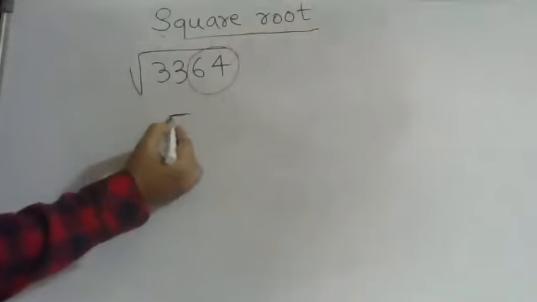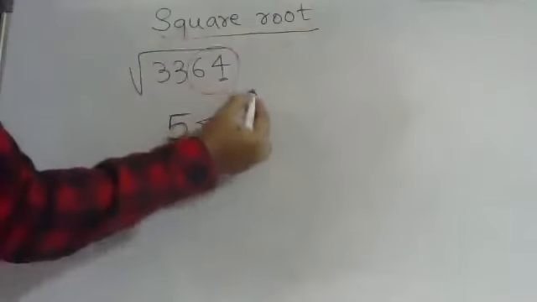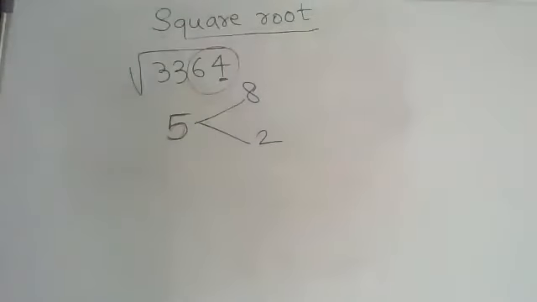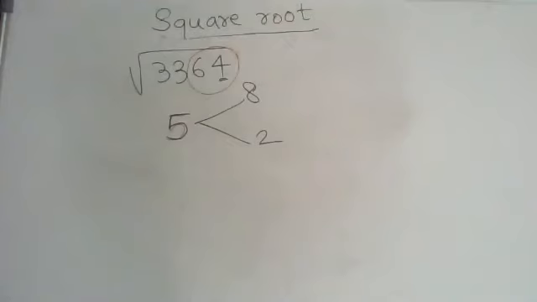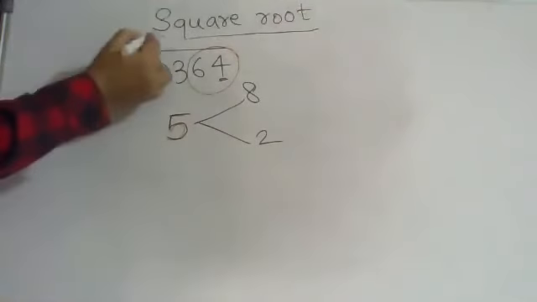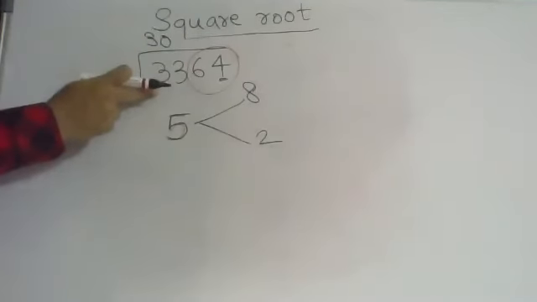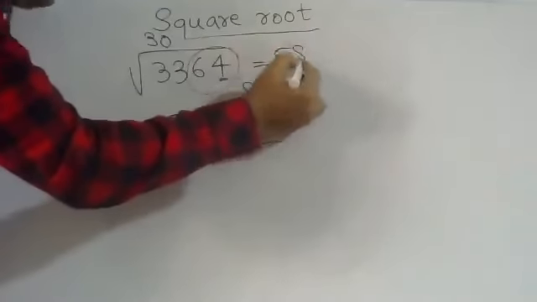Now, think about this 4. 8 8s are 64 or 2 square 4. Answer can be 58 or 52. 5 into next number. 5 into 6 is 30. Think about this 33. 33 is bigger than 30. So take bigger number from this. Your answer is 58.